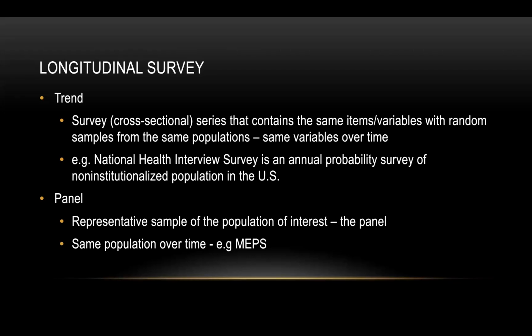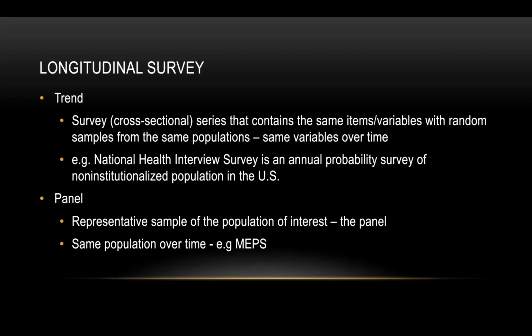So the trend longitudinal survey is that which contains the same variables with random samples from the same population. So it's asking the same variables over time, and there may be some overlap, so maybe the same person will get picked again down the road a few years, but it's supposed to be a random sample from the same population. So the National Health Interview Survey is a good example of that.